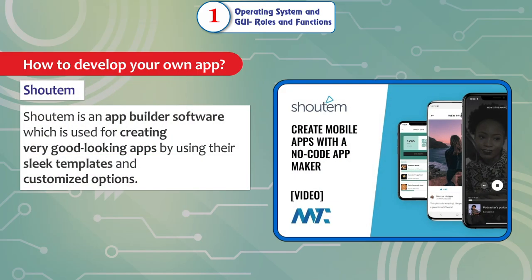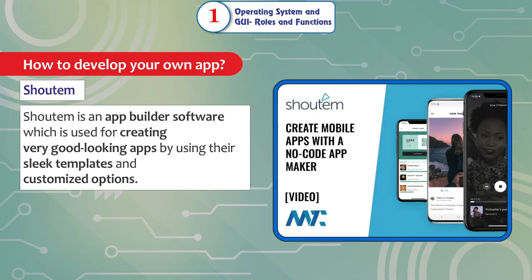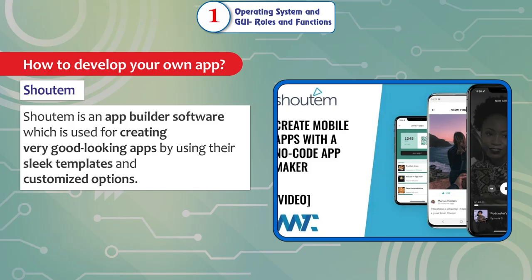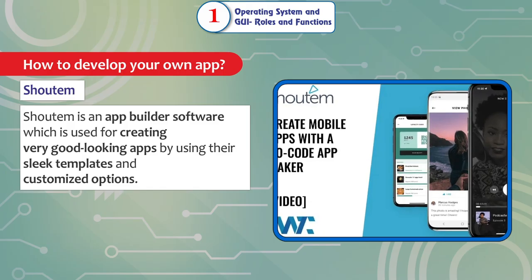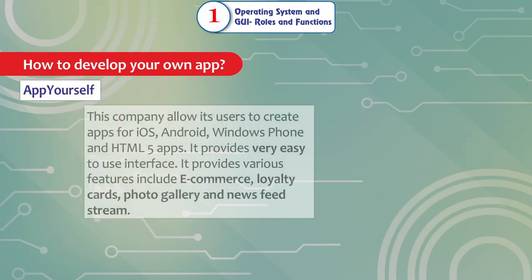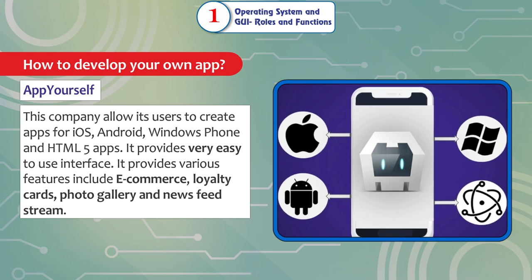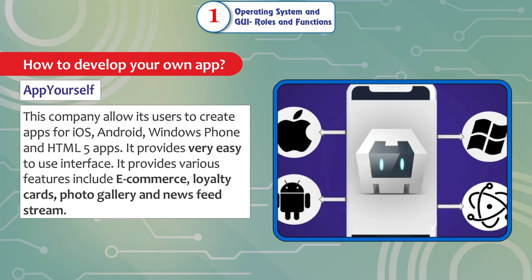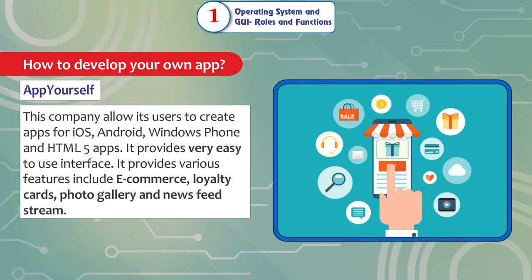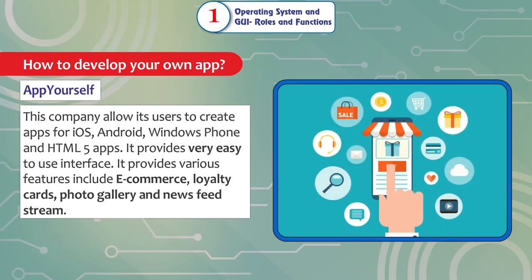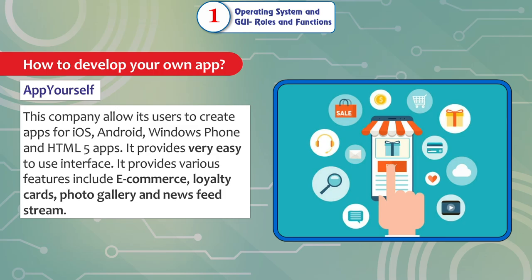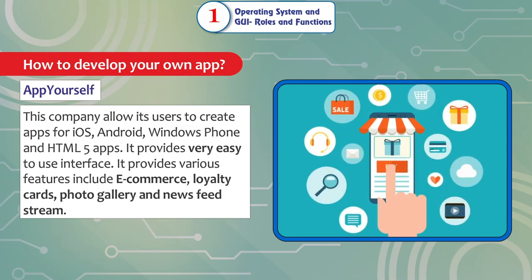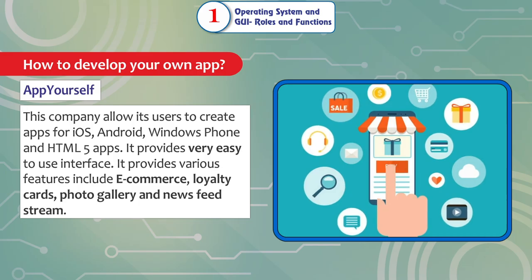Shoutem. Shoutem is an app builder software which is used for creating very good-looking apps by using their sleek templates and customized options. AppYourself. This company allows its users to create apps for iOS, Android, Windows Phone and HTML5 apps. It provides a very easy to use interface. It provides various features including e-commerce, loyalty cards, photo gallery and news feed stream.